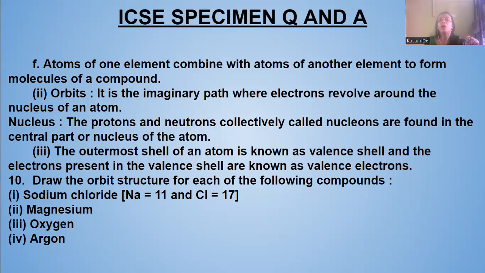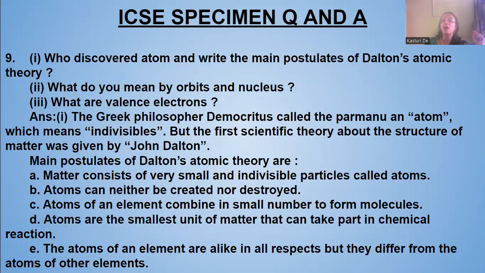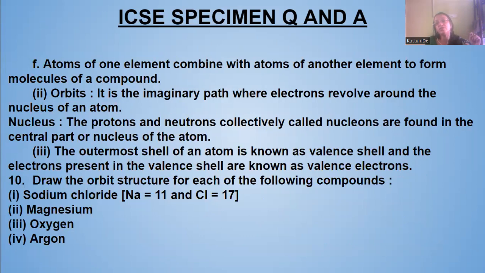Now, the outermost shell of an atom is known as what? It's known as the valence shell. And the electrons present in the valence shell are known as valence electrons. So the question was, what are valence electrons? Valence electrons are those electrons which are present on the outermost shell, and that shell is known as the valence shell.